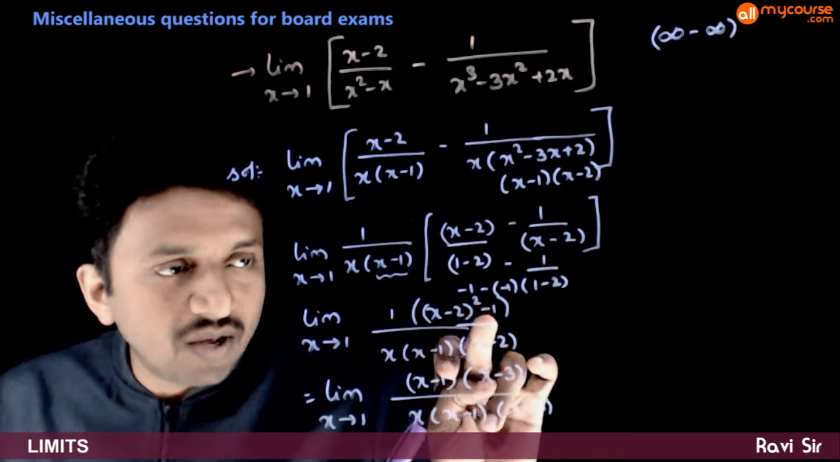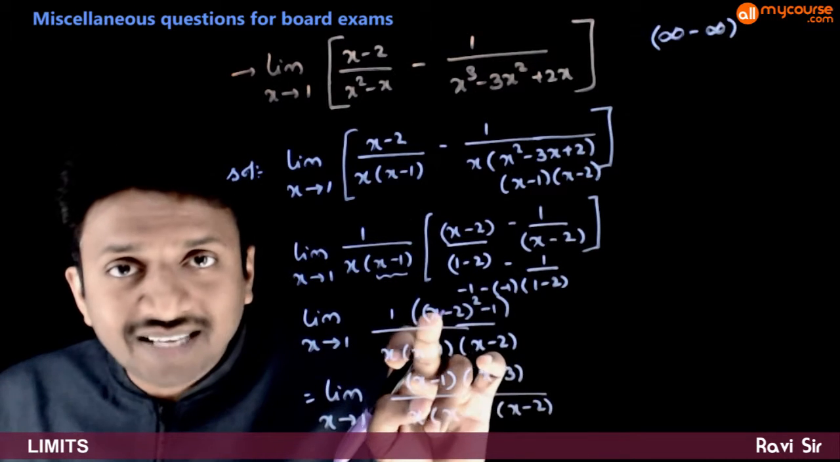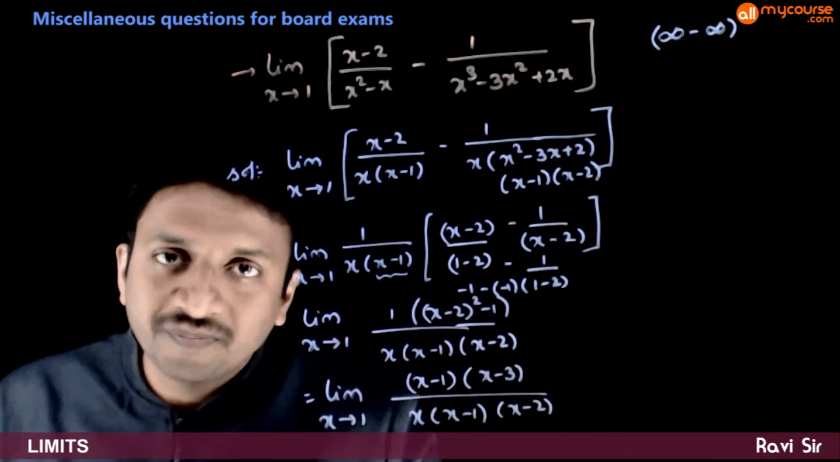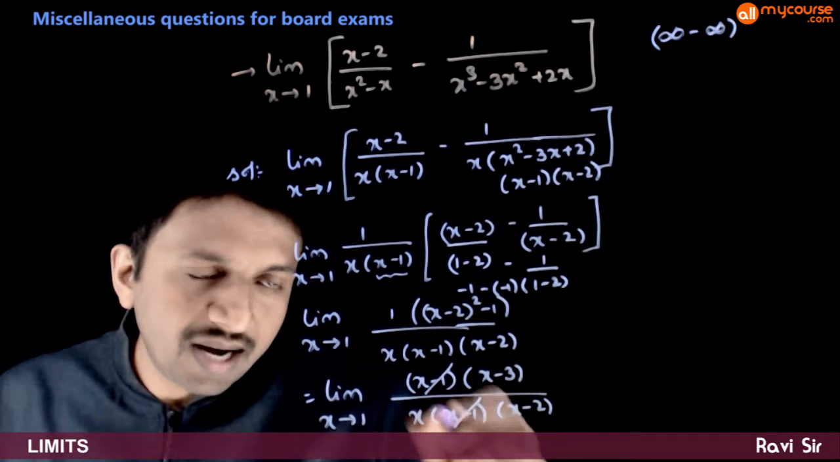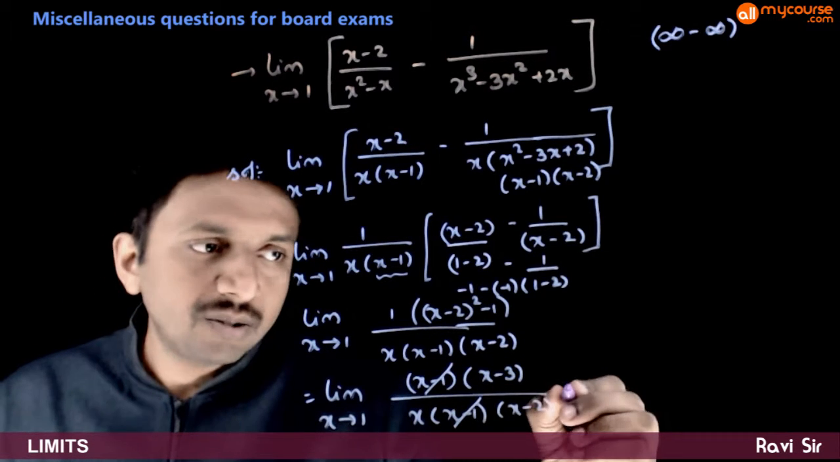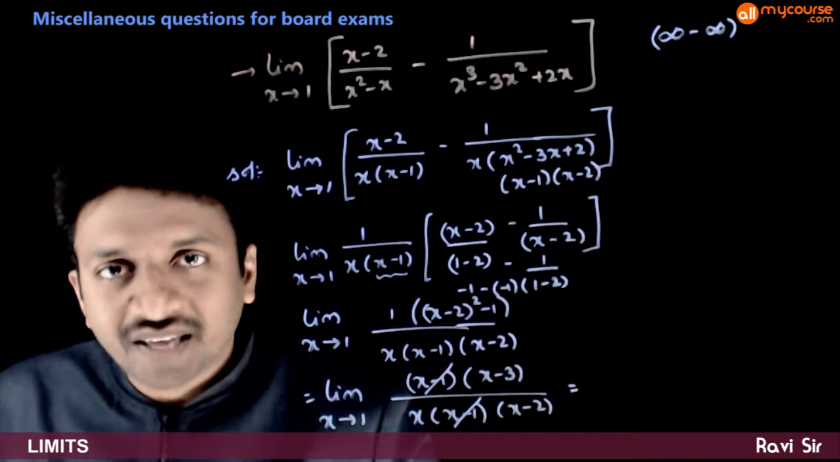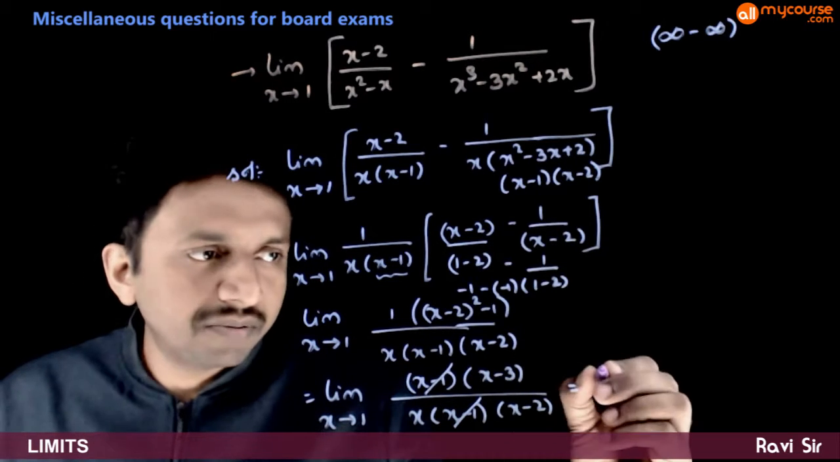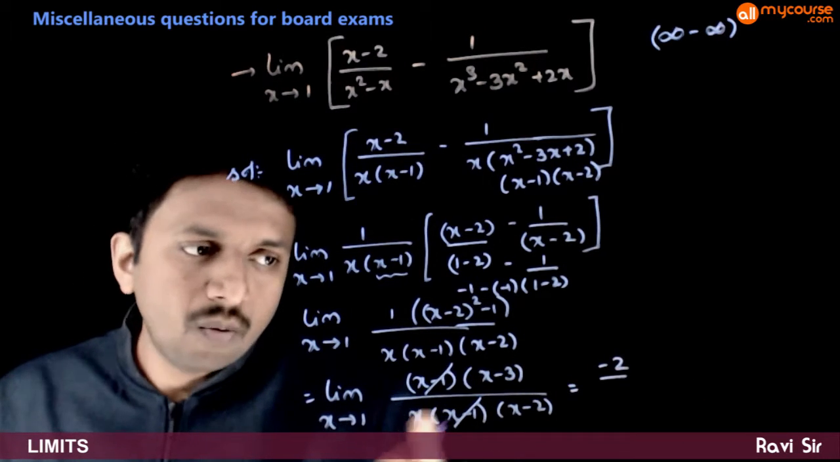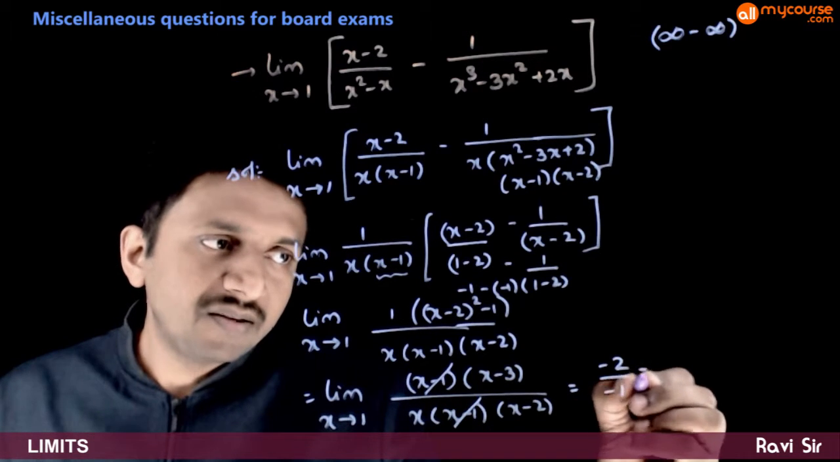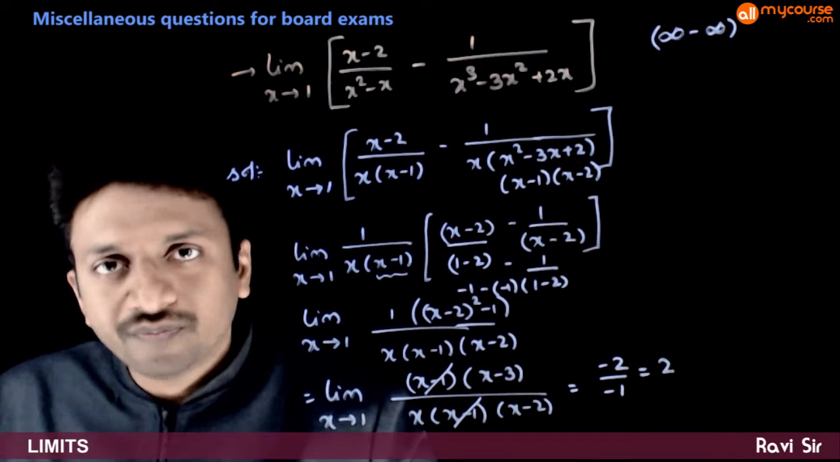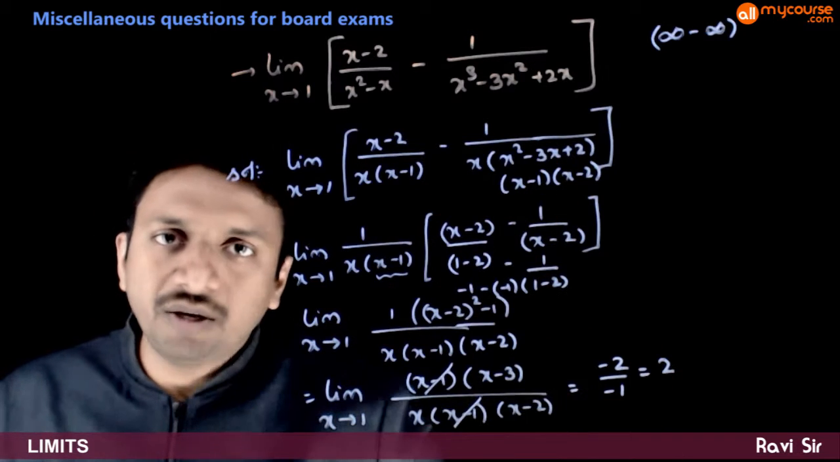These are of the form a square minus b square. You can write it as (a plus b) into (a minus b). So x minus 1 and x minus 1 get cancelled. So once the indeterminacy has been cancelled, you can do the direct substitution. So you have minus 2 by 1 into minus 1, which is equal to 2. So this limit will be equal to 2.